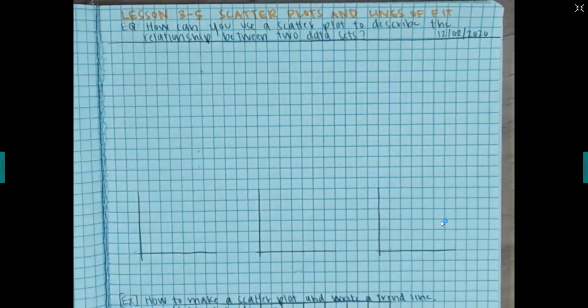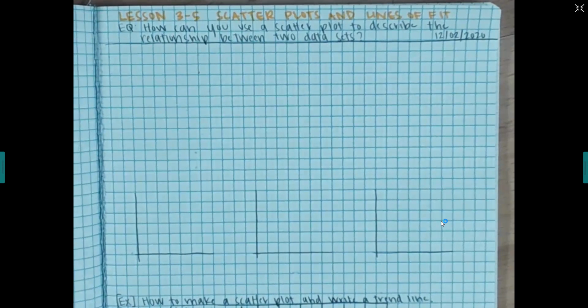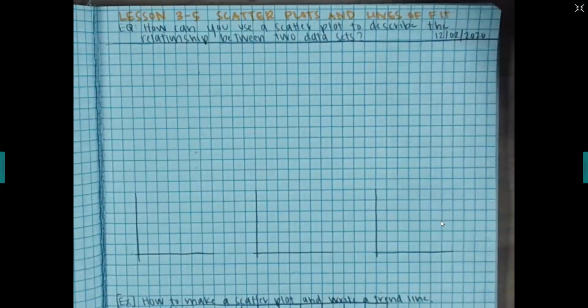All right, lesson 3.5, scatter plots and lines of fit. So the essential question for this lesson is, how can you use a scatter plot to describe the relationship between two data sets? When we're talking about scatter plots, basically we have data from two variables that is not necessarily going to be a perfect linear function or a perfect any other kind of function, but we can generally describe the relationship because the dots are in some sort of pattern.